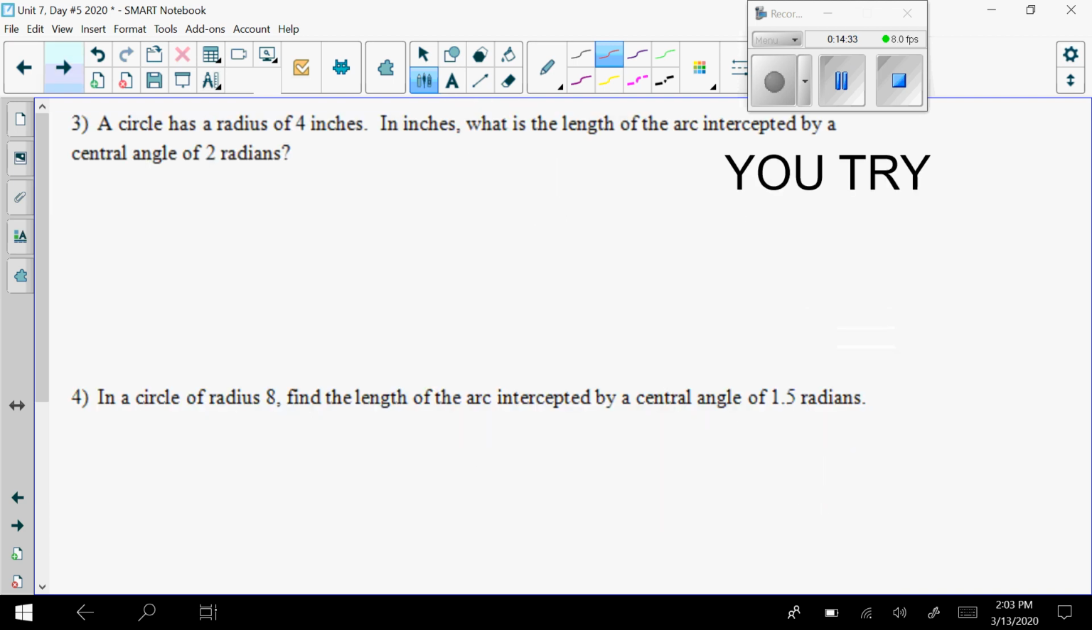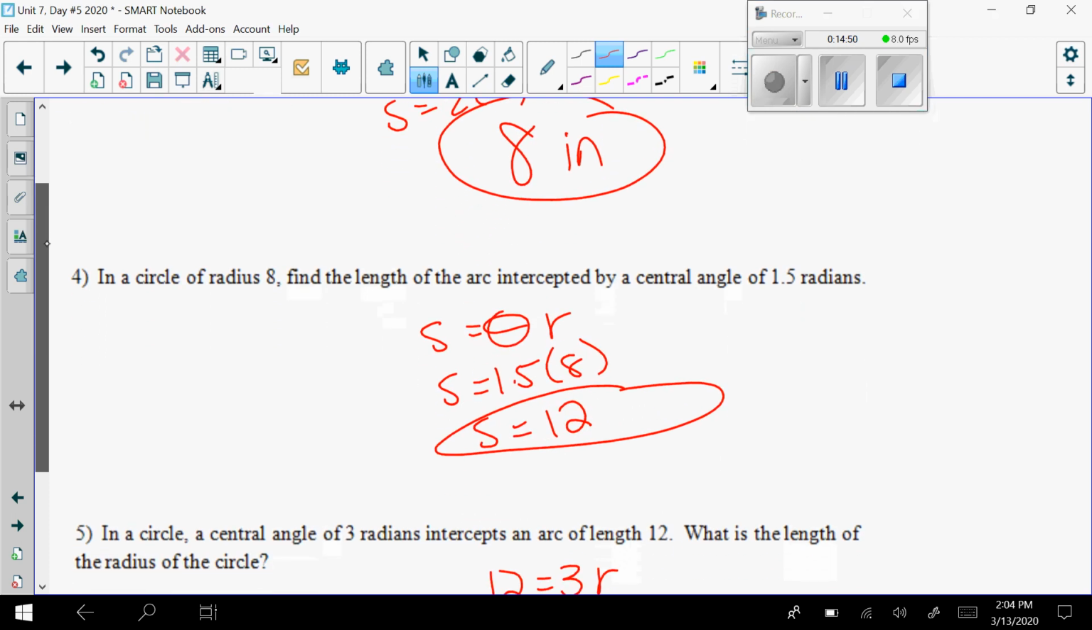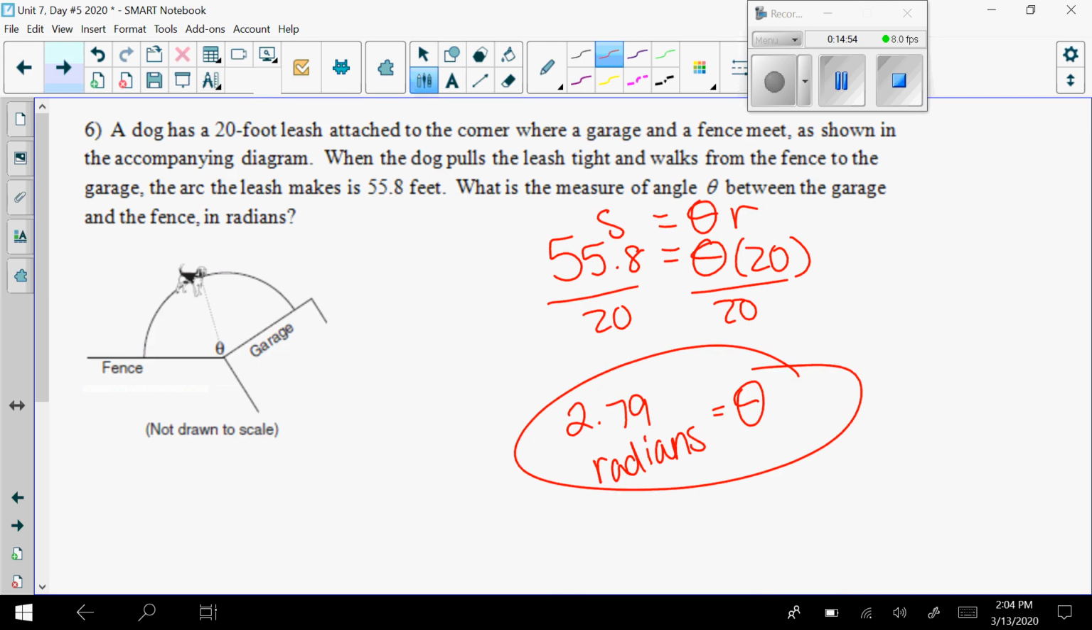Okay. Now let's do some SOAR practice. You should pause the video and try this page on your own. It's all radians. So please pause the video and I'm just going to fill it out. Okay, quick answers, and I'm just going to scroll through my answers, and if you need to pause it and go back to one, you can. So 8 inches, should have gotten 12, 4, and 2.79. Woo!